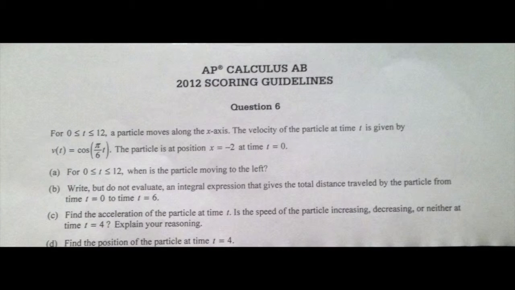I'm going to be going over question 6 of the 2012 AP Calc AB FRQ. The question states that for the interval 0 to 12, a particle moves along the x-axis. The velocity of the particle at time t is given by v(t) = cos(πt/6). The particle is at position x = -2 at time t = 0. So we're going to be using that basic information to solve the next 4 parts of the question.